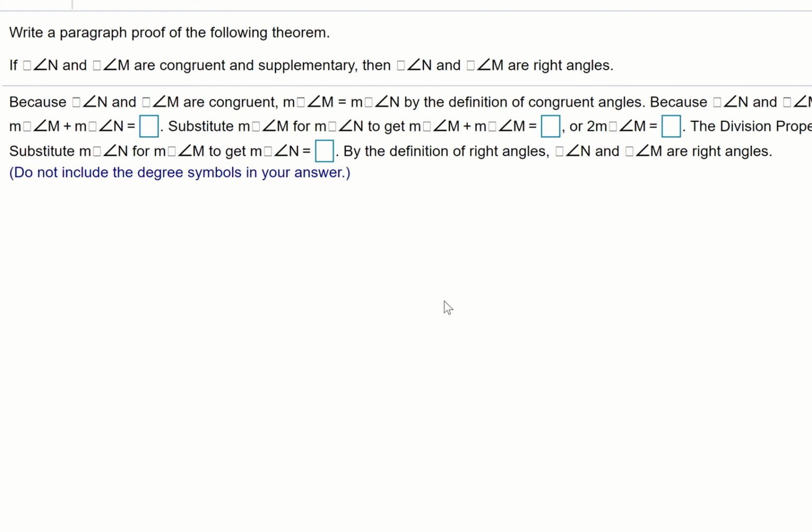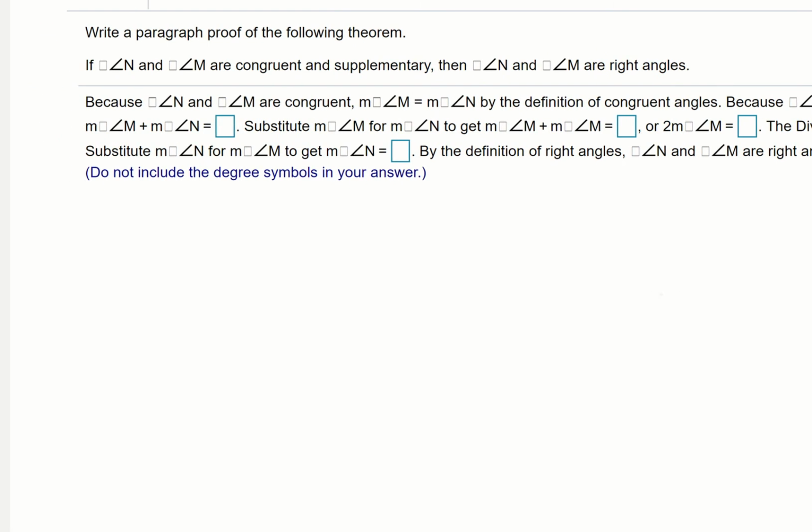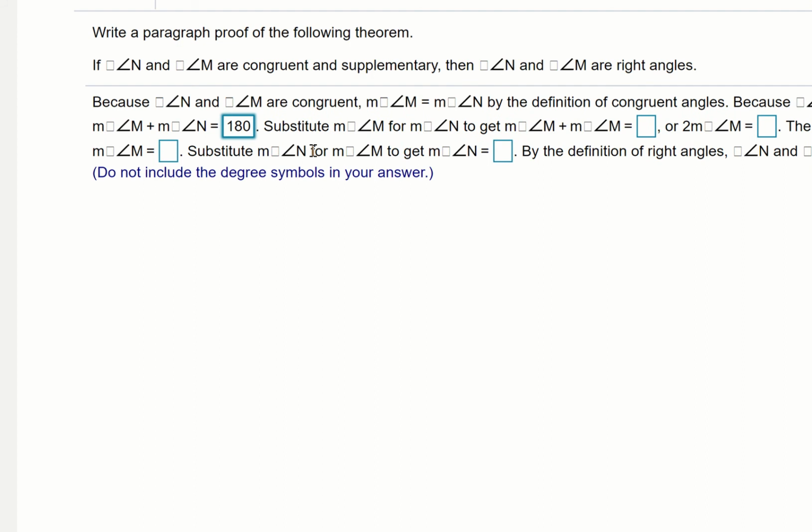If angle N and angle M are congruent and supplementary, then angle N and angle M are right angles. So we want to prove that. We know that angle N and angle M are congruent because that's what it says in the problem, right? If that's true, then angle M equals angle N by definition of congruent angles. Because angle N and angle M are supplementary, remember that supplementary angles add up to 180 degrees. So that's what that word means. By definition, when you add the angles together, that's equal to 180.